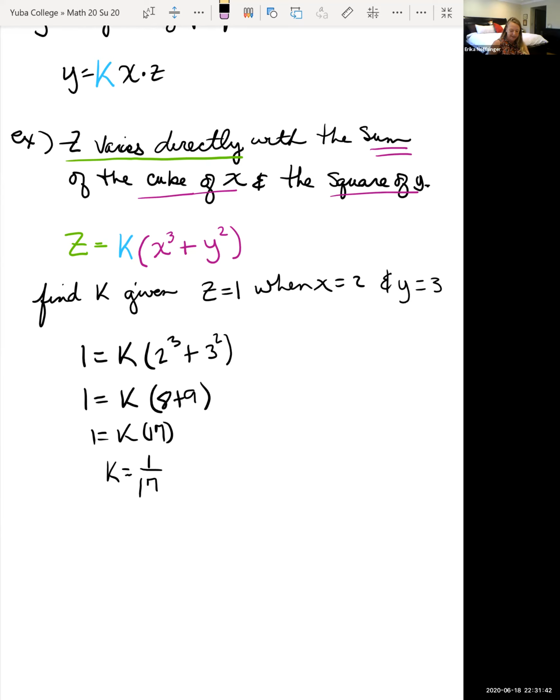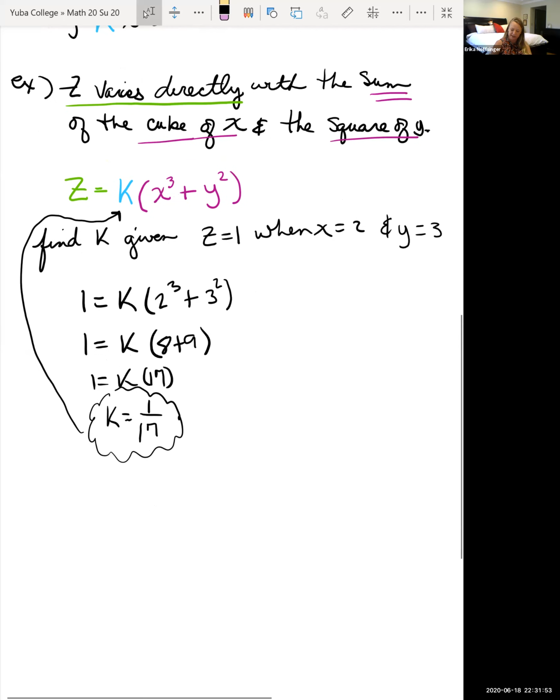So we're not quite done. Once you find what k is, we have to plug it back into this equation. And then we have the generic equation that would help us answer anything else. So z is equal to k, which is 1 over 17, all times x cubed plus y squared.